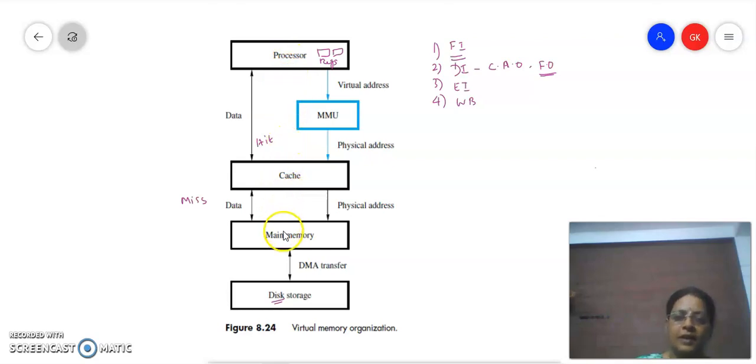Suppose it is not there in the main memory, obviously it has to look to the next level. If the requested item is not there in the main memory, this is a miss, and this miss is called a page fault. What I mean by page fault is the page requested is not available in the main memory. This is also a scenario which depicts the situation of a miss. And if it is not there in the main memory, it will refer to the disk storage.